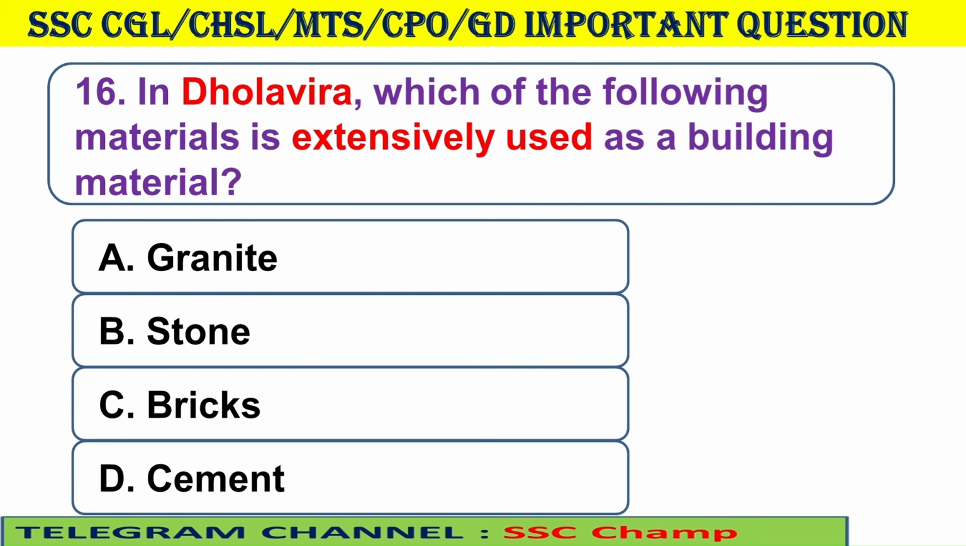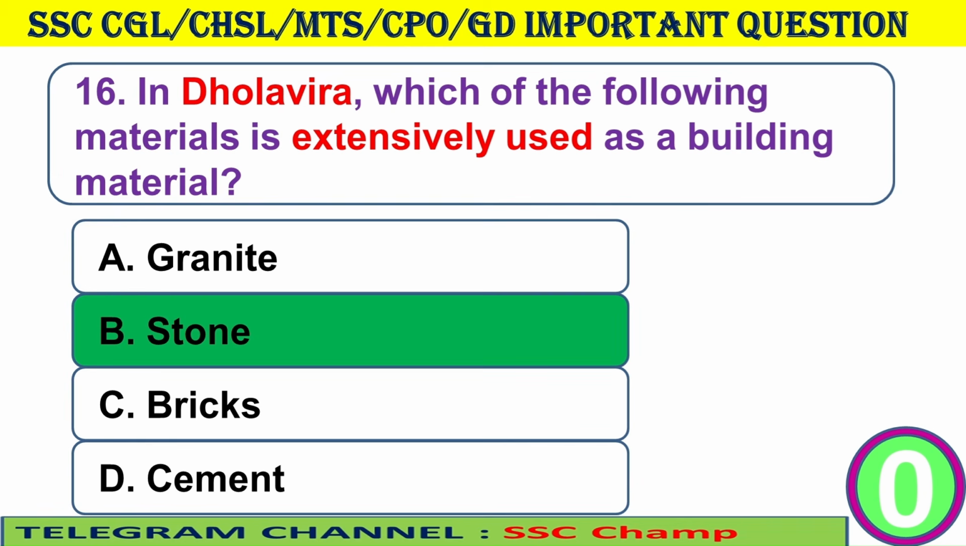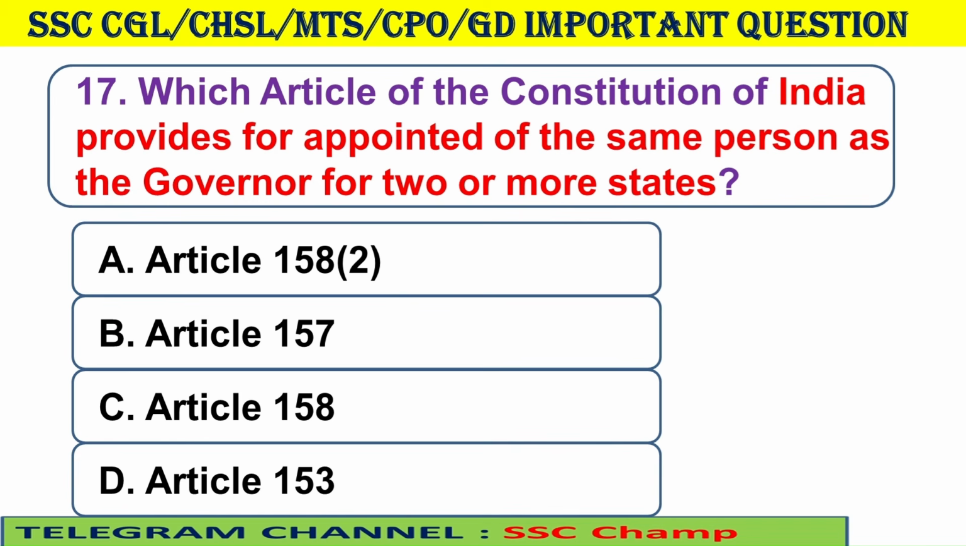Option A, granite. Option B, stone. Option C, bricks. Option D, cement. Correct answer, stone. Which article of the Constitution of India provides for appointment of the same person as the governor for 2 or more states?